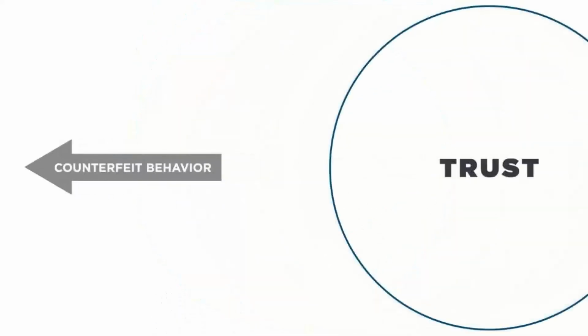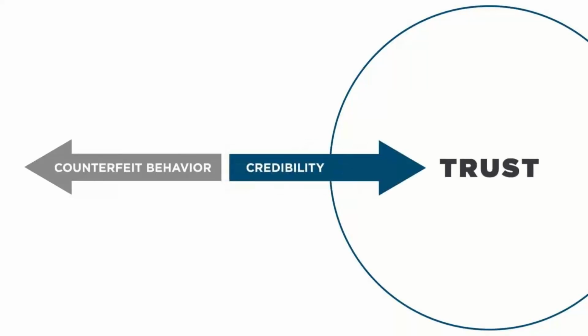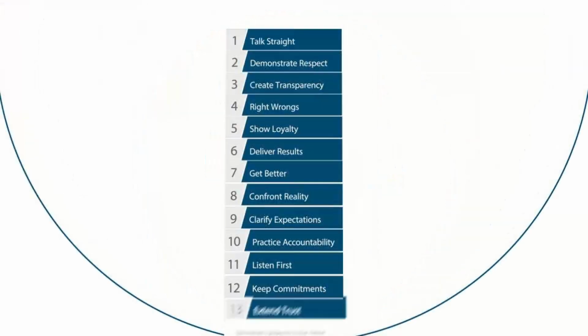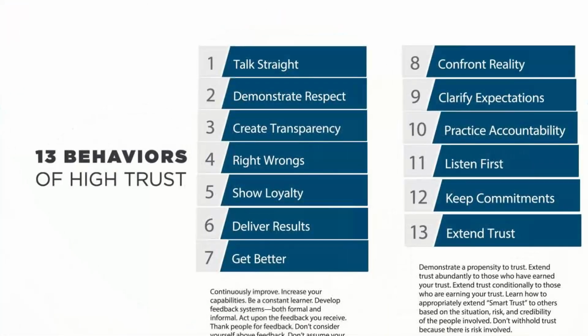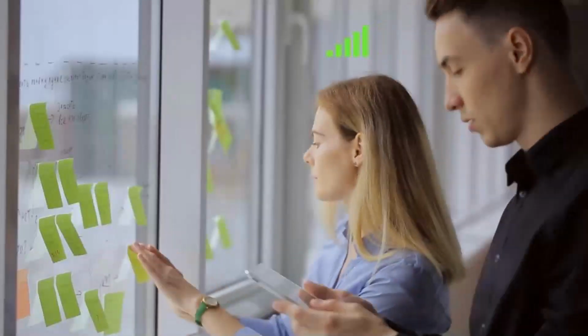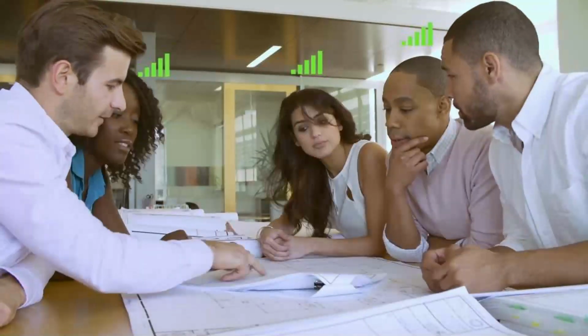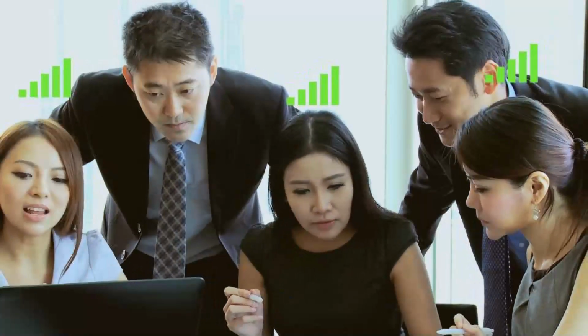But here's the tricky part. Trust begins with you. It starts with your own credibility. In the same way that you can behave your way out of trust through counterfeit behavior, you can also learn to intentionally increase your credibility and behave your way into trust. In fact, there are 13 specific behaviors found in every collaborative, engaged, high-trust, high-performing culture. In order to compete in today's world, creating a high-trust culture is not just a nice-to-have, it's a necessity. It is the foundation of all high-performing organizations.